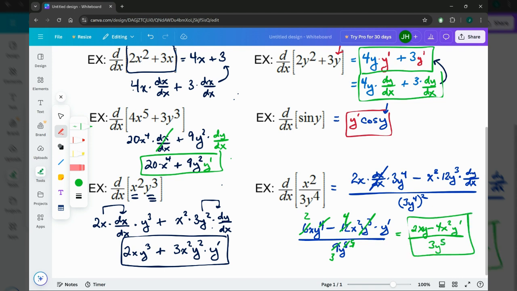So hopefully this implicit differentiation makes sense. I'm going to supply another video later where we talk about implicit differentiation with not just expressions, but with equations and how to actually find slopes of tangent lines.